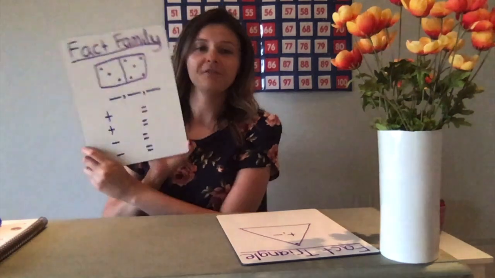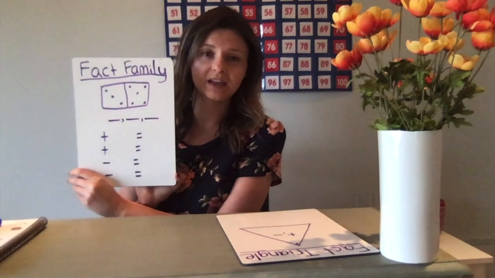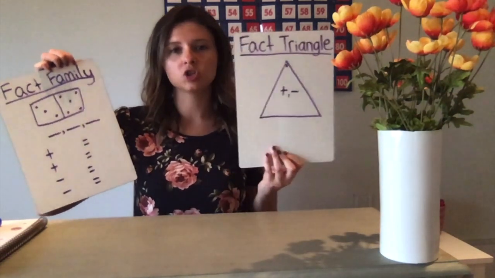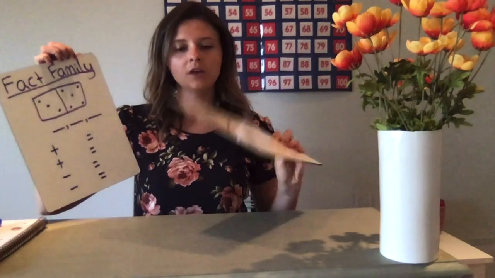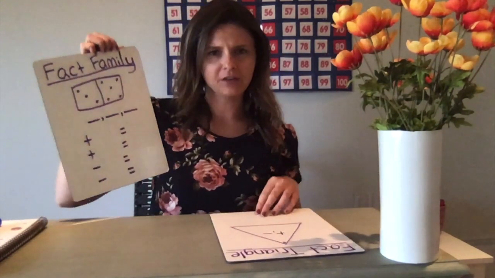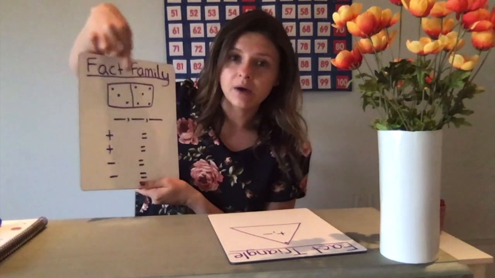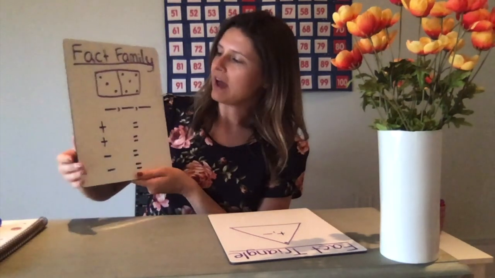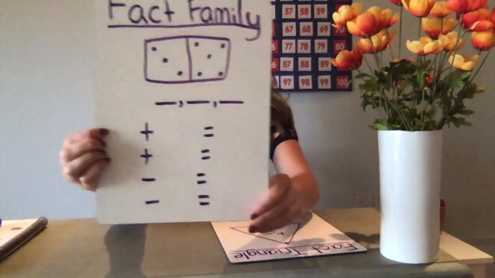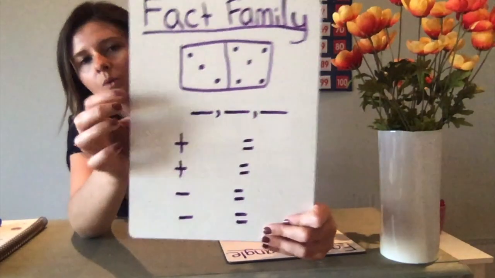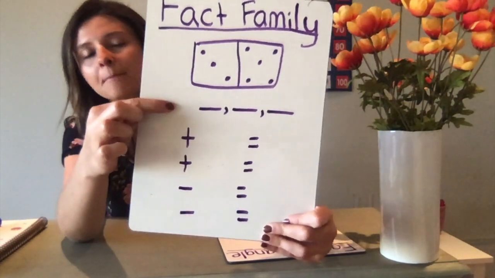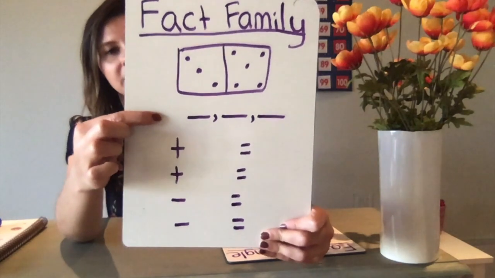So today we're going to be going from the fact family, which we looked at yesterday, to putting it on a fact triangle like this. So this should look kind of familiar from yesterday's video. I have drawn a domino up here. So take a look at it and see if you can predict what the 3 numbers are in this fact family.